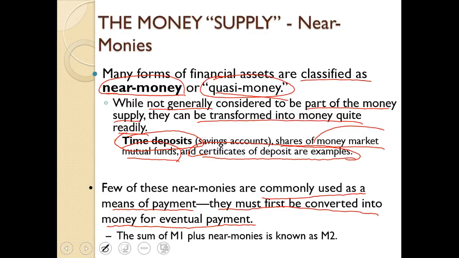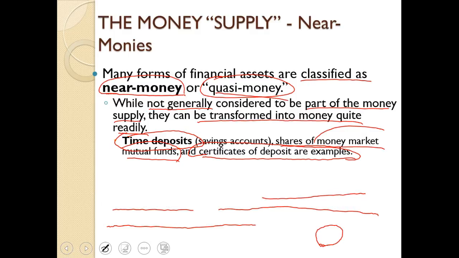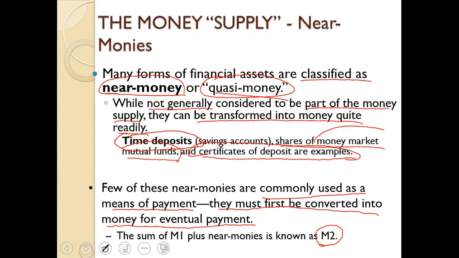So, the next item we're going to talk about is M2. We talked about M1. M1 was the sum of coins, currency, demand deposits, and traveler's checks. That was M1. So if you add M1 plus these near monies, you come up with M2.